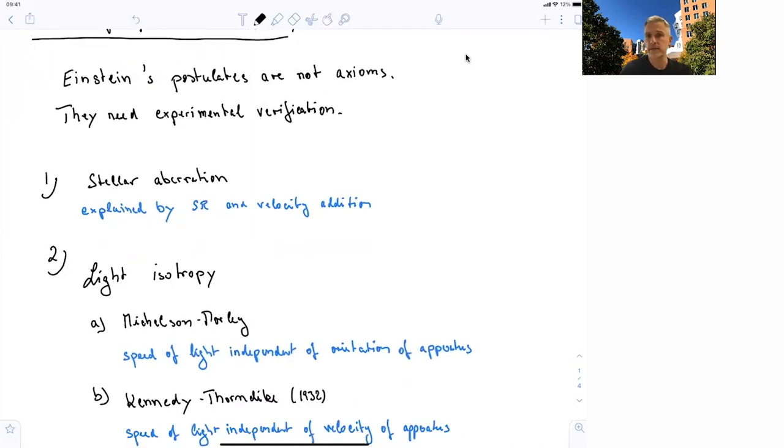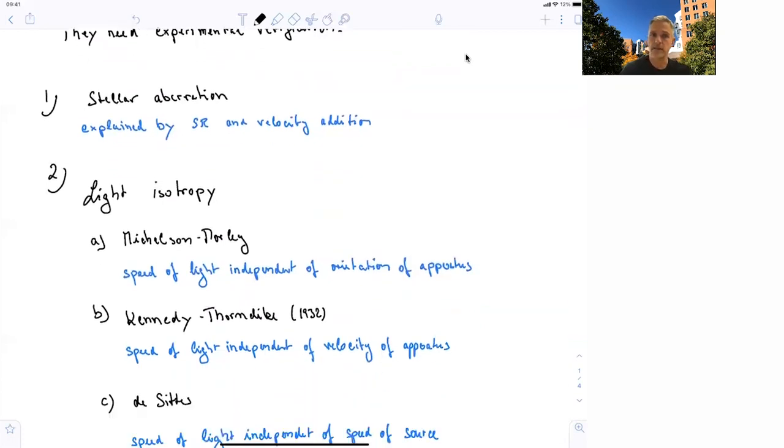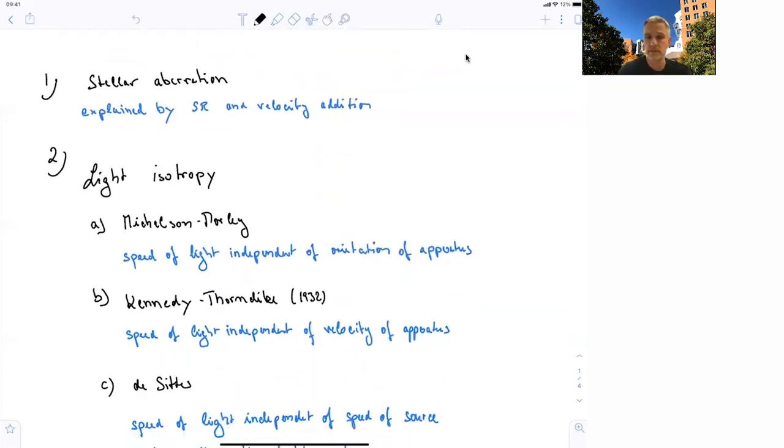One experimental test is stellar aberration, which we discussed can be explained by special relativity and by velocity addition. So this gives us some idea about what light is. Light isotropy is being tested in a variety of different experiments, starting from Michelson-Morley, which basically tests that the speed of light is independent of the orientation of the apparatus.